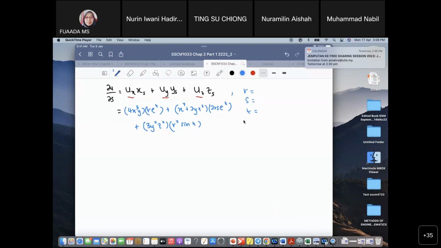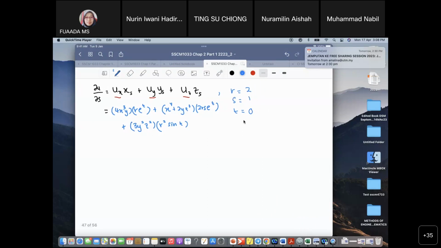Okay, RST tadi. Sekejap. Kita tengok nota. Okay. R2 S1 T0. Okay, now we evaluate. Okay, for X kita masukkan. Kita dapat 2, 1. E0 we got 1 kan? So we got 2. Okay.